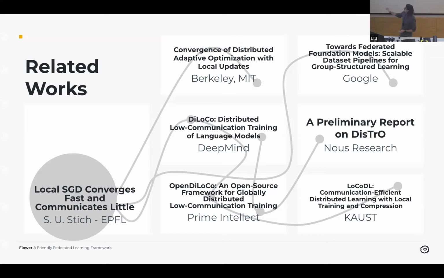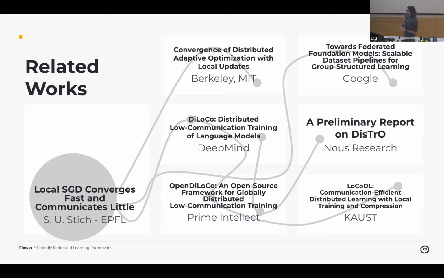They are all based on this fundamental piece of work from EPFL, from Sebastian Stich specifically, who was the first to give a thorough mathematical formulation of local SGD and why it converges faster, communicating little. From this framework, many others followed in the context of federated learning in general, but specifically for LLMs, all those that you see between the six are tackling a very similar problem to the one that we formulated as well.